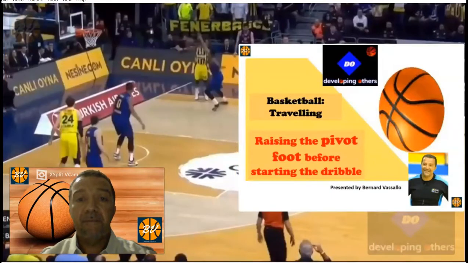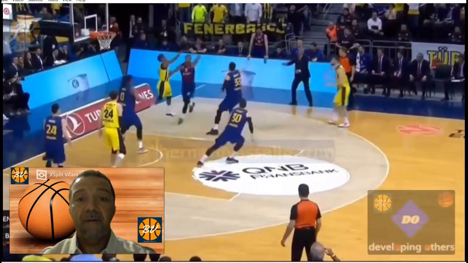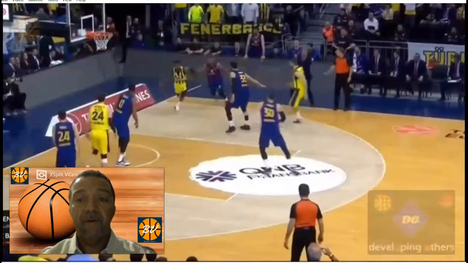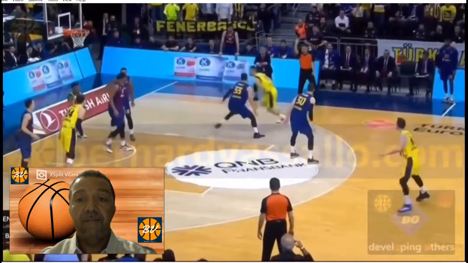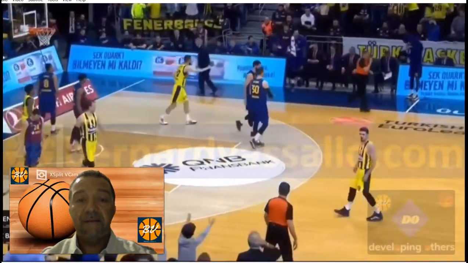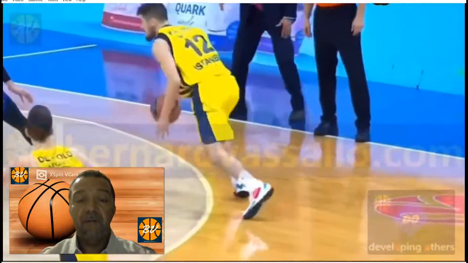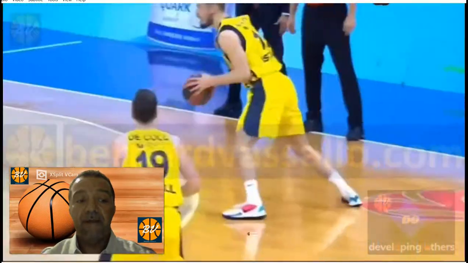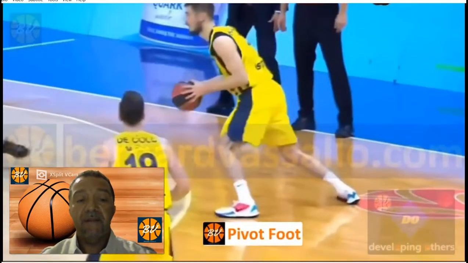Let's analyze this play first at normal speed, the referee calling a traveling there. Now let's analyze it in slower speed, the player receiving the ball with both feet on the floor. Now we're going to see that the player has established now the pivot foot. The pivot foot is the left foot here.